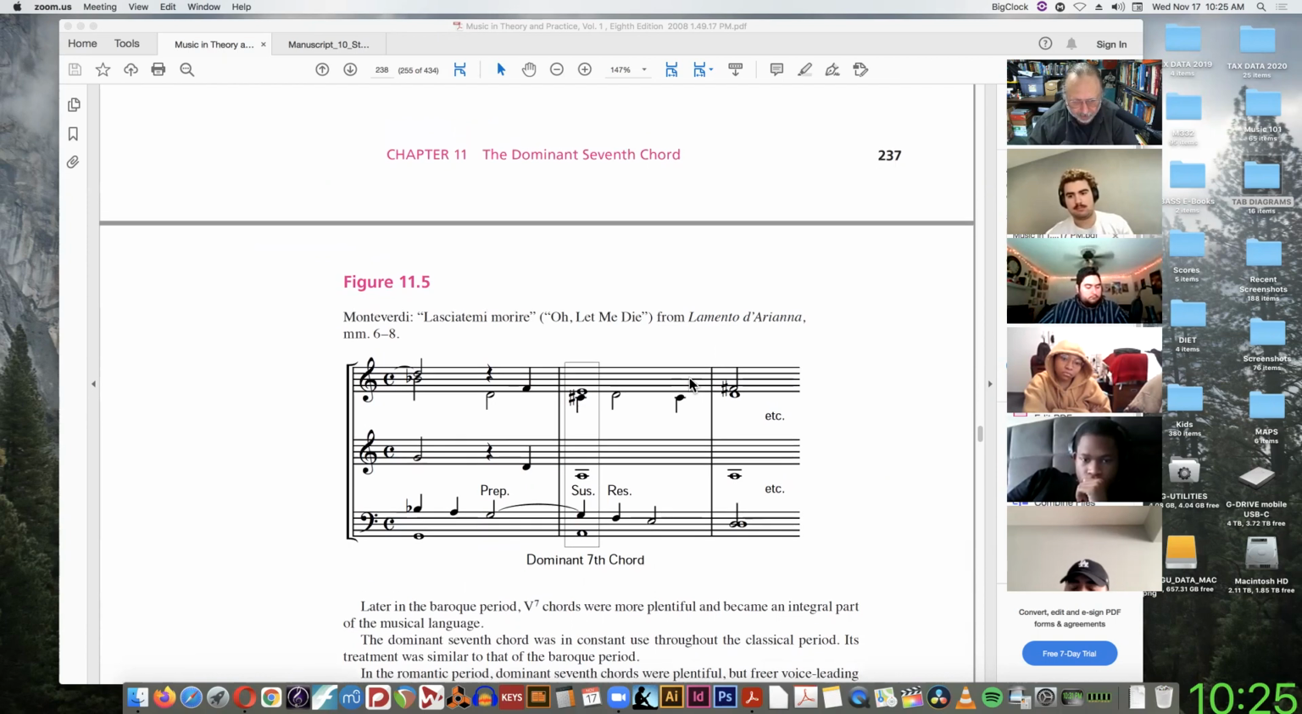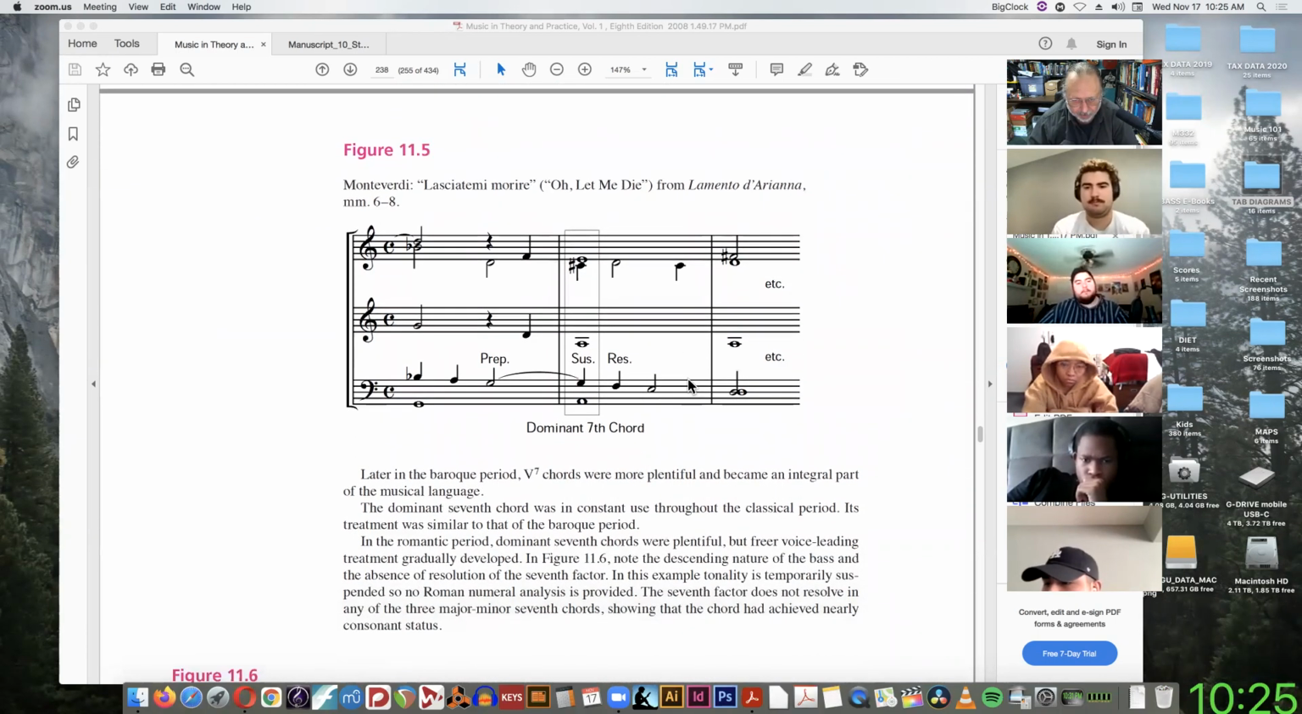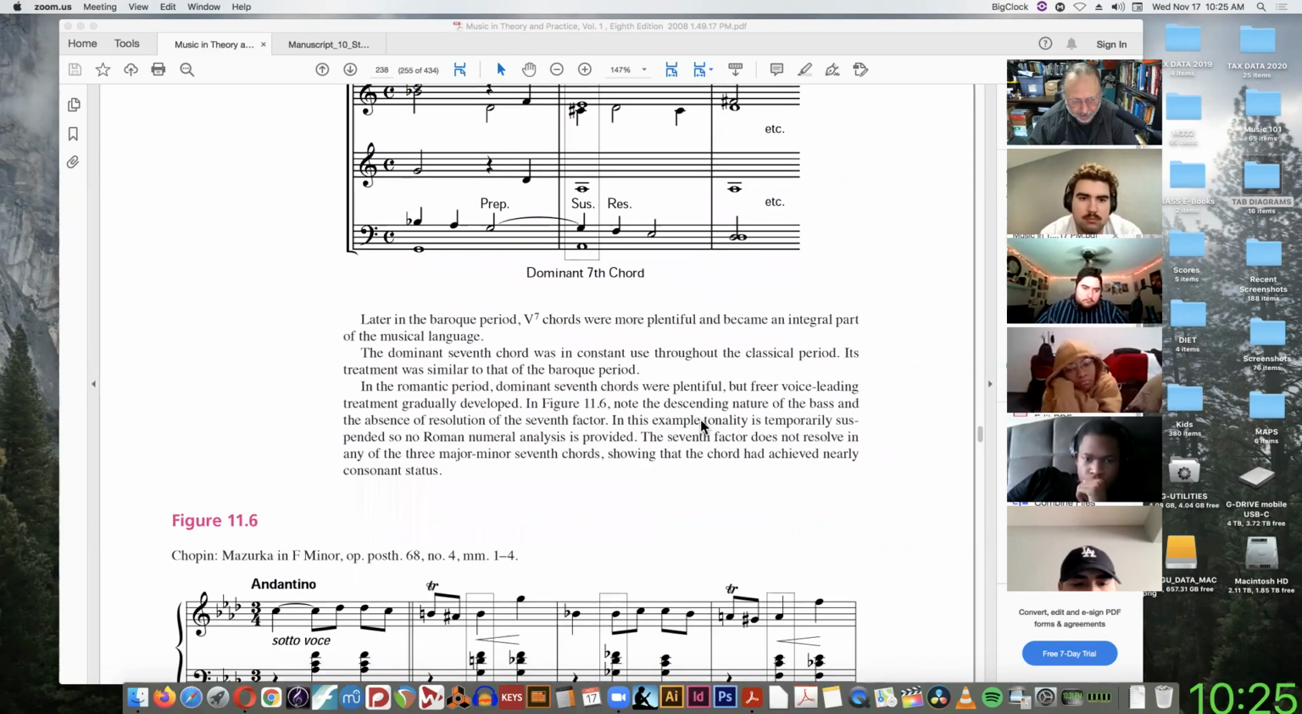Okay, here's an example of a suspended chord. So we have an A, C sharp, E, A, right? And there's a G there, right? So that's the seventh. Okay.